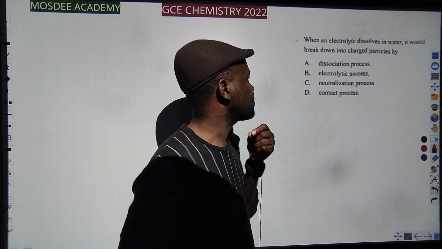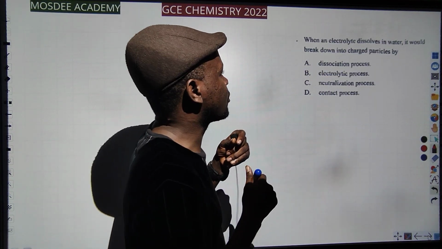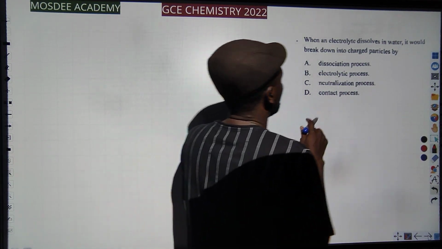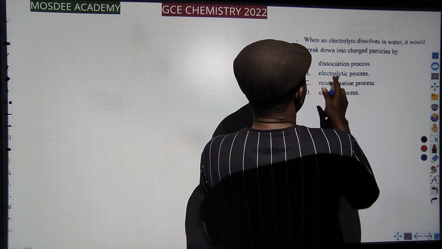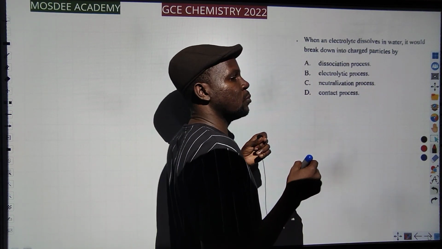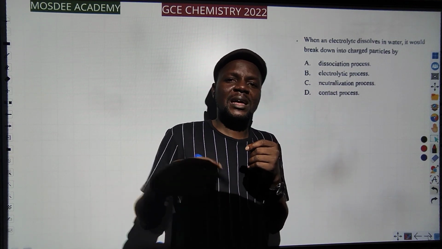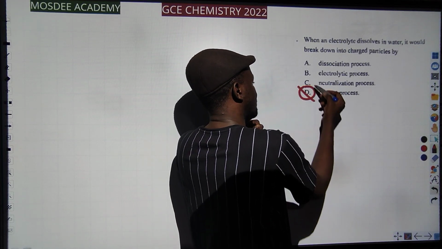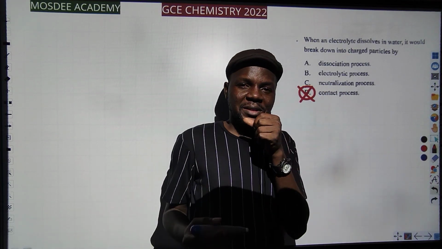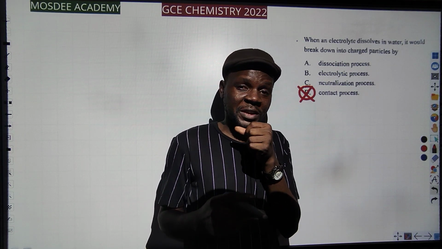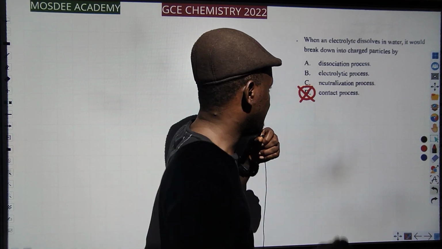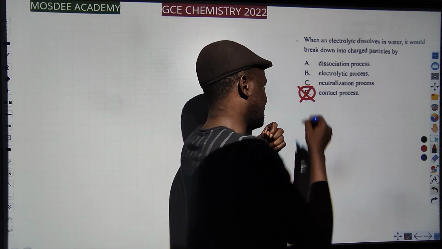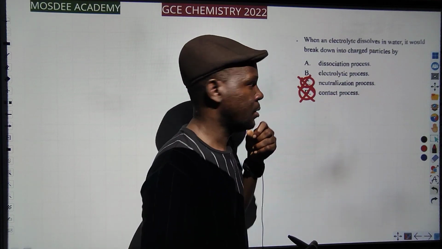The next question for me. Thank you, Agni. When an electrolyte dissolves in water, it will break down into charged particles. The process is what? Electrolytic process? Or you said it is not contact process. This guy is wrong. This is the process we use in the manufacturing of H2SO4 in the laboratory. Neutralization, everybody knows: acid and base give salt and water. You can see divide and conquer can help you.